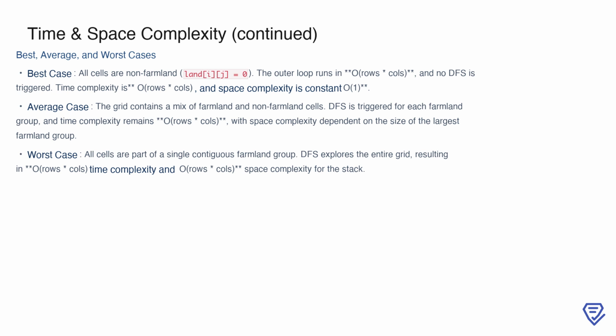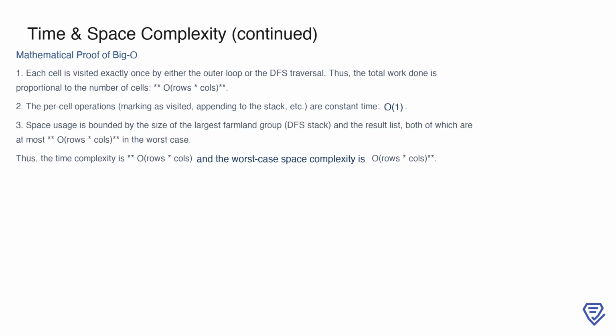Finally, in the worst case, all cells are part of one large contiguous farmland group. Here, the DFS explores the entire grid, leading to a time complexity of O(rows*cols) and a space complexity of O(rows*cols) due to the stack. To confirm the big O analysis, let's summarize with a mathematical proof. Each cell in the grid is visited exactly once, whether during the outer loop or through the DFS traversal.